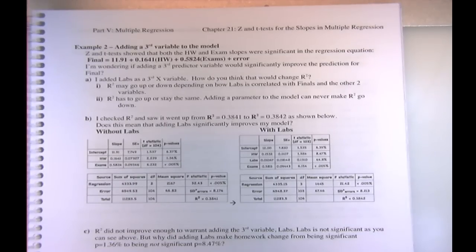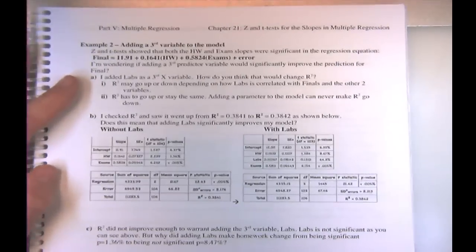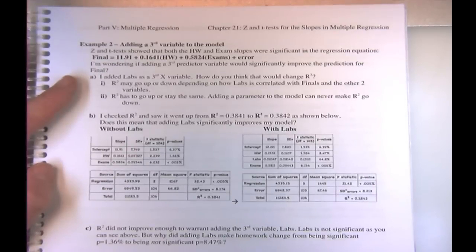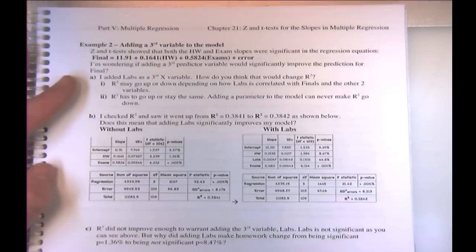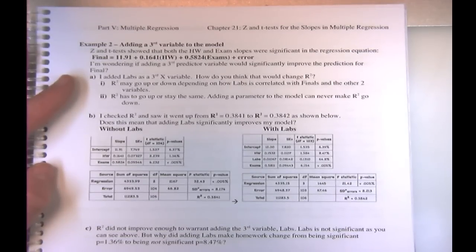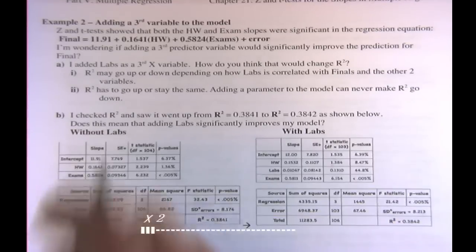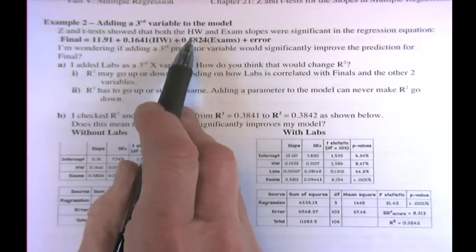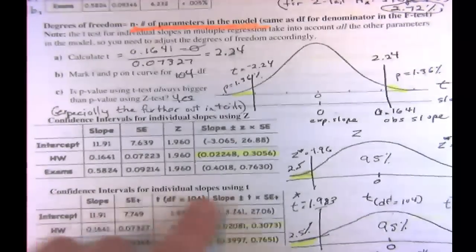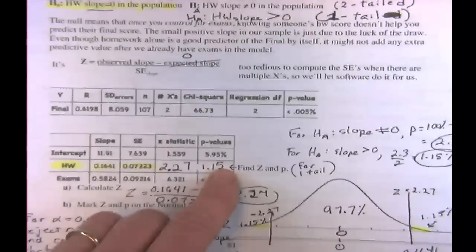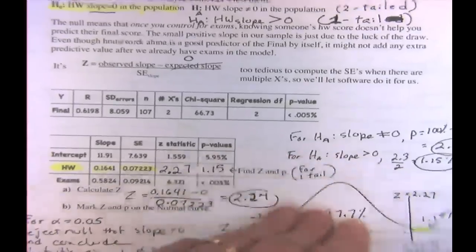All right? So it's a little bit more complicated when you add parameters into the model to determine what statistics to use to determine if you're really getting a significant effect. If you just go through an example, you'll see what I mean. So the Z and T tests showed that both the homework and exam slopes are significant. The exams were even more significant. Look at the p-values here for exams. We didn't go through the test, but this is even more significant. And so, as you'd expect, we're going to keep them both in the model.